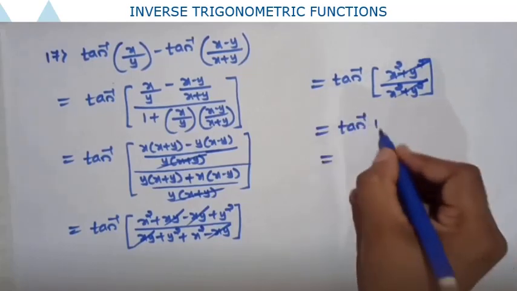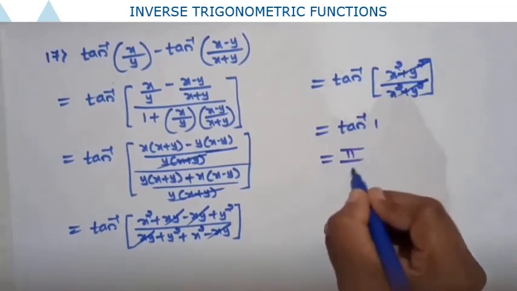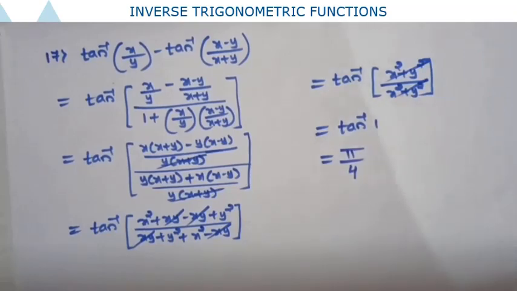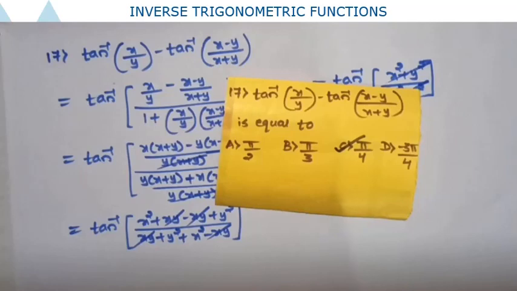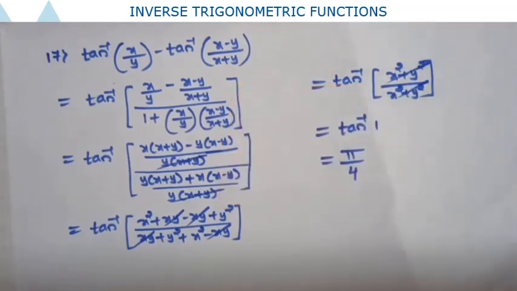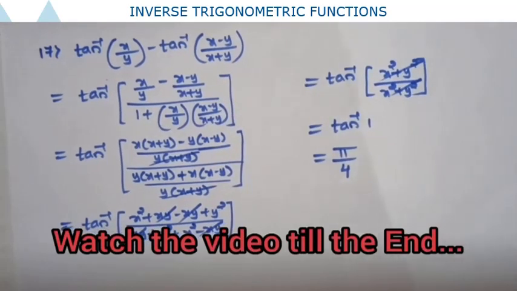So what is the value of tan inverse 1? The principal value of tan inverse 1 is pi by 4. Therefore, this answer is equal to pi by 4. So now with this we come to the end of this topic. The whole of inverse trigonometric functions is finished now.